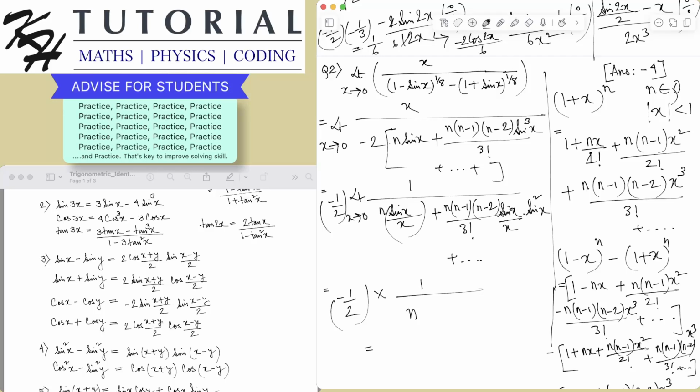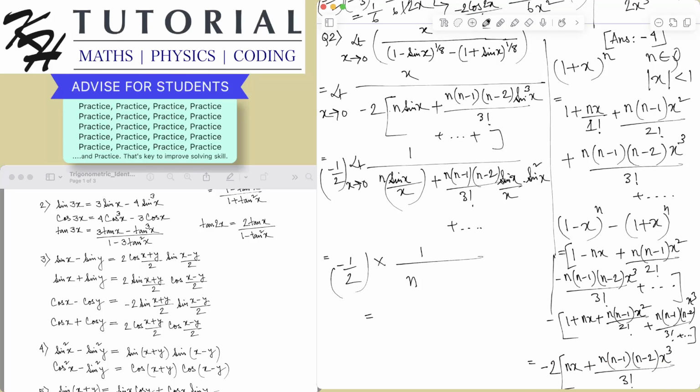So this is equal to, what is n? This is minus half multiplied by n, where n is 1 by 8. So this is equal to minus 4. The answer should be minus 4.